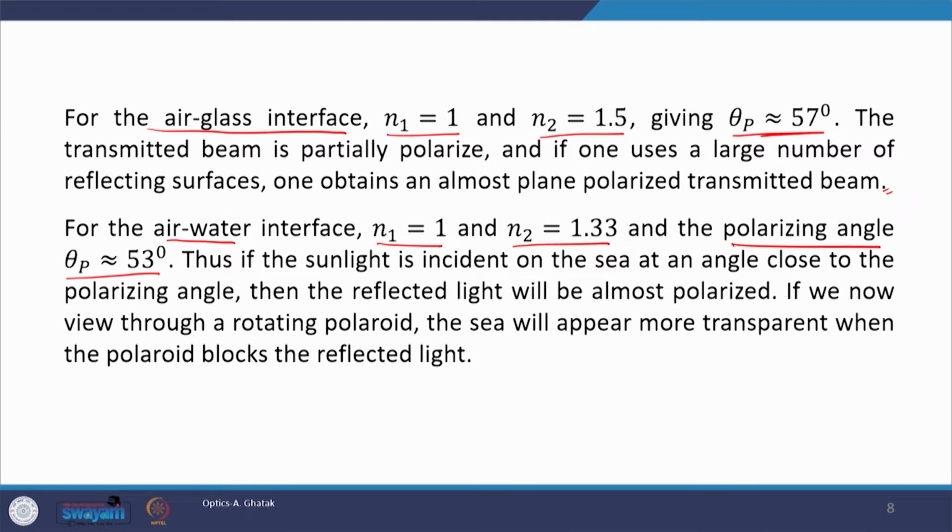And thus, if the sunlight is incident on the sea, which is of course water, at an angle close to the polarizing angle, then the reflected light will be almost polarized. Now, if you use a rotating polaroid, then the sea will appear more transparent when the polaroid blocks the reflected light. And this phenomenon is used in sunglasses.